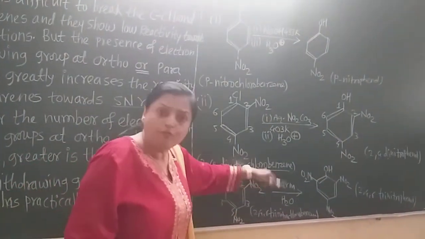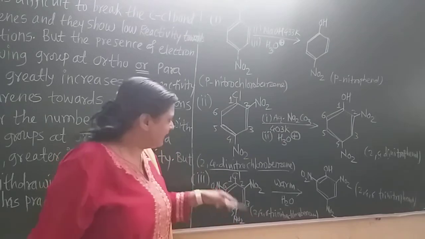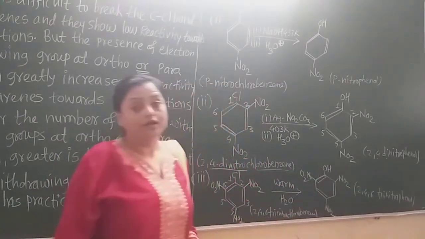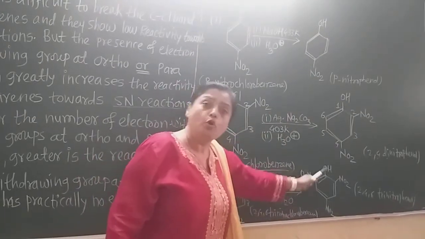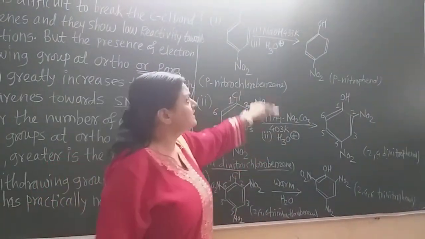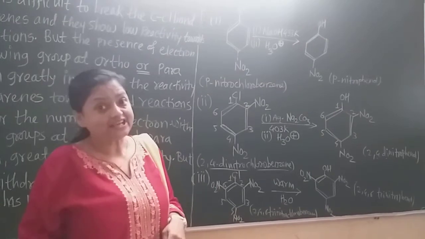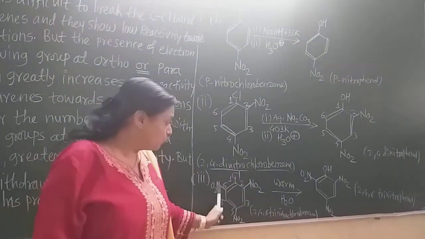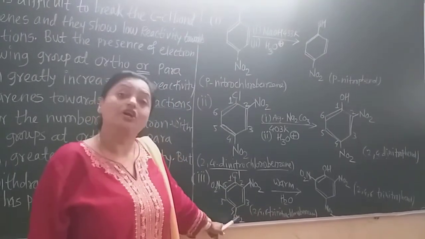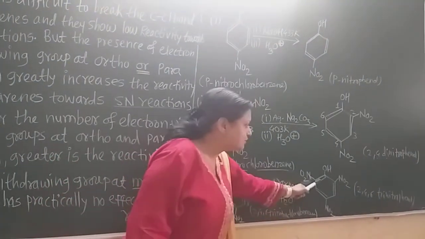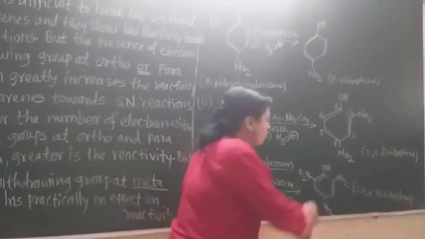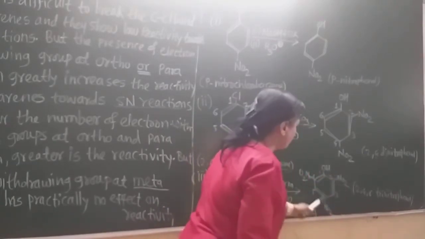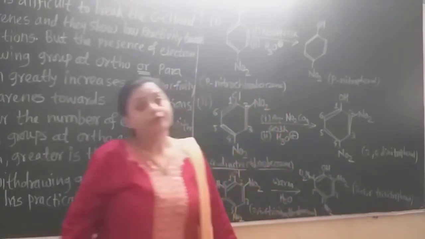So only warm water can replace this chlorine, and the chlorine is replaced by the OH group. Only warm water; there is no alkali required for the reaction because it is very reactive due to the 3 electron withdrawing groups, 2 on the ortho position and 1 on the para position, and there is formation of this, 1, 2, 3, 4, 5, 6. Now 2, 4, 6-trinitrophenol is obtained.